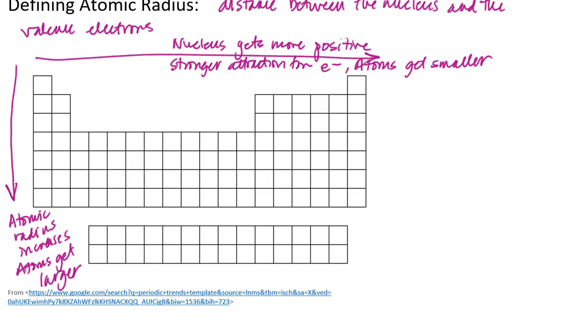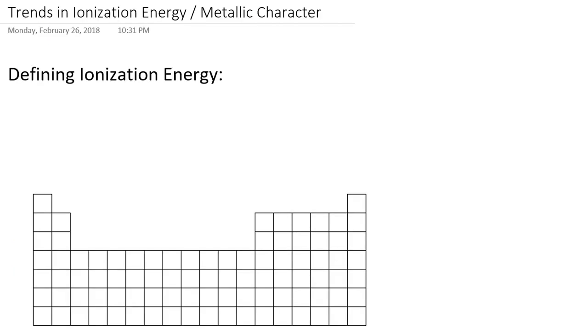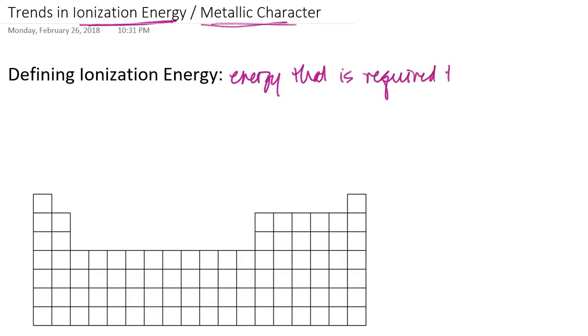All right. Another important trend that we should look at is ionization energy, and this is strongly correlated to something that we call metallic character. Ionization energy is the energy that is required to remove an electron from an atom in the gas state.